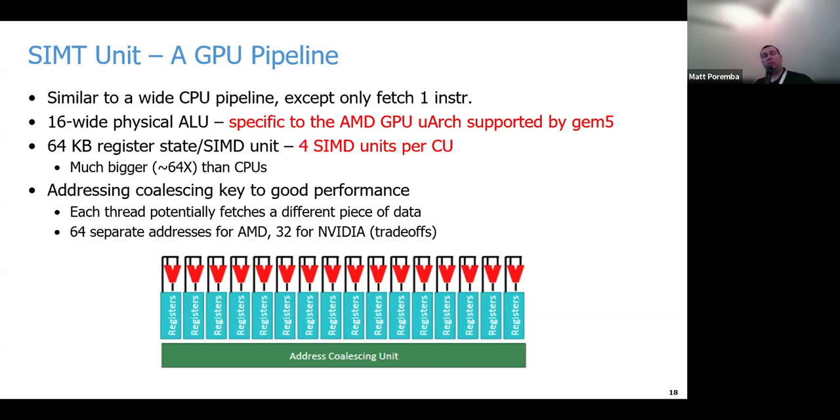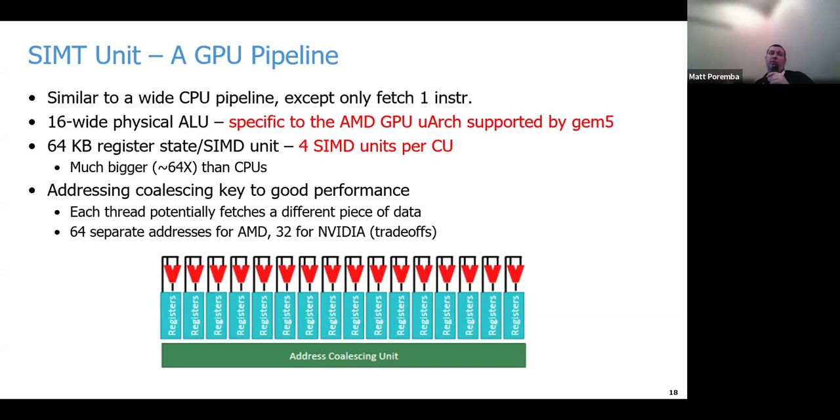To give some specifics here, for the AMD GPU architecture supported by gem5, our ALU is 16 wide. It doesn't have to be 16 wide though. It could be 8 or 32 or 64, whatever you decide to design your architecture to be. But in gem5, it's 16. And with 64 kilobytes of register state per SIMD unit, there are 4 SIMD units per CU in our gem5 model.